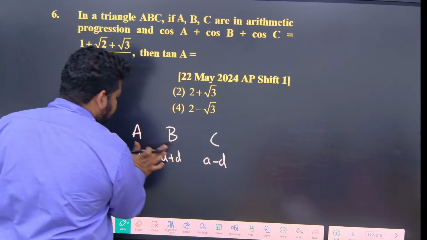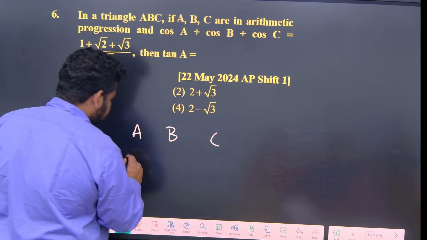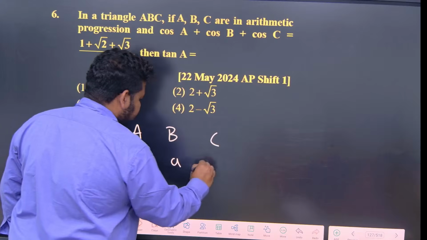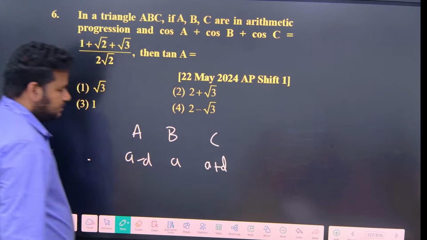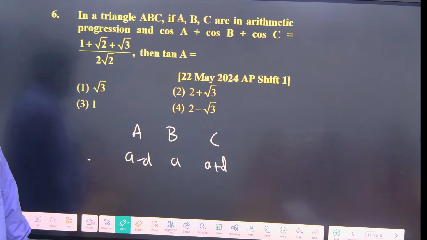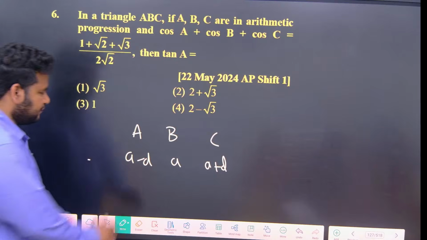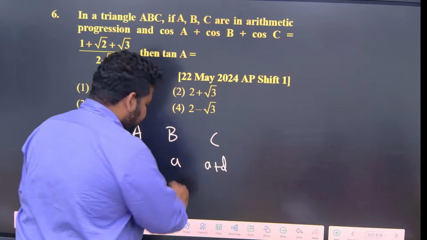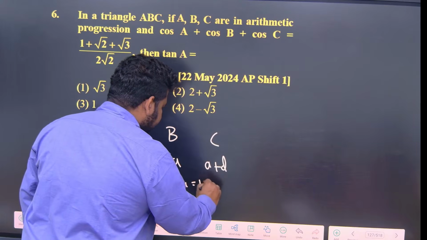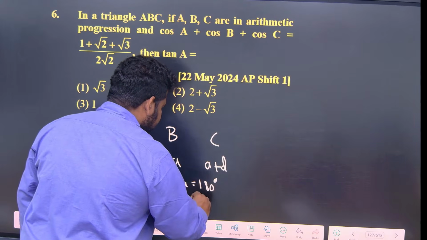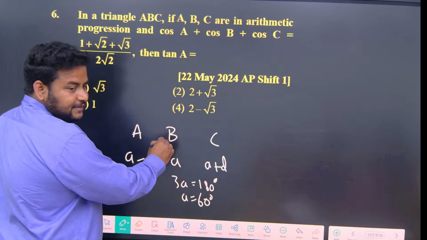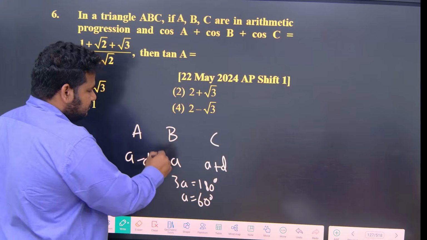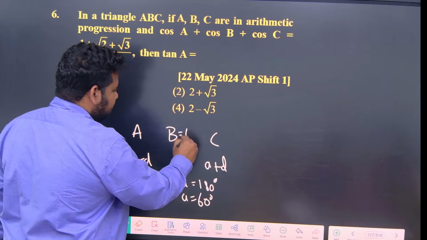So let me write it in proper order. A minus D, A, A plus D. Now if I add all of this, this should be equal to what? 180 degree. Correct. So if I add all of this, plus D and minus D will cancel. I will have 3A equal to 180 degree. So A will be equal to what? 60 degree. So the middle one, B, is A. Correct, no? Small a. So this value will be equal to 60 degree.